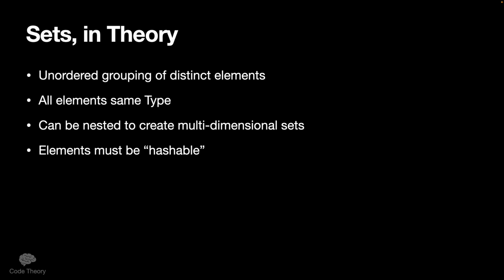If you're creating your own custom type, which we will cover in class 3, and you want it to be used in a set or as the key in a dictionary, as we'll see, it needs to be hashable. So you'll need to make sure that you either implement that or set it up in such a way that it can hash automatically.